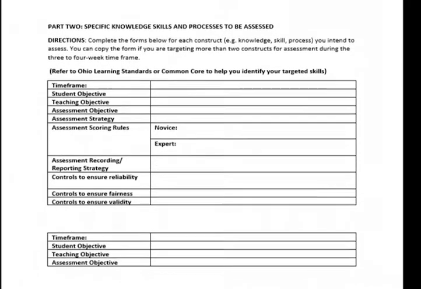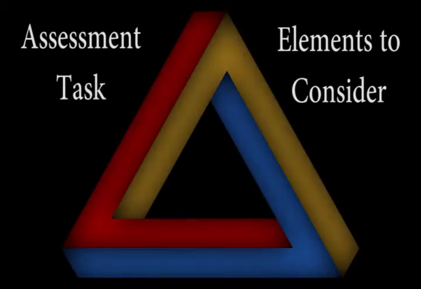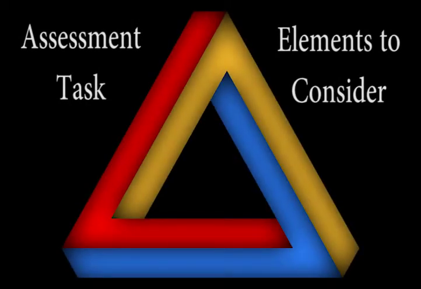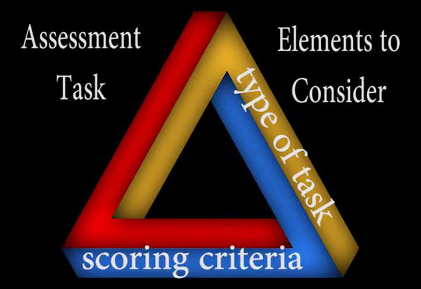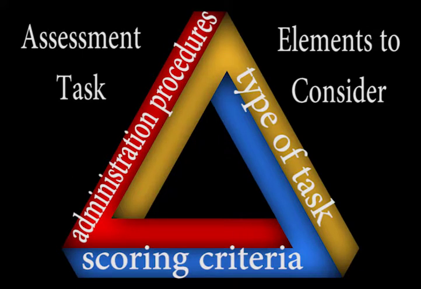Designing tasks for gathering data about student competence involves consideration of three important elements. 1. The kind or type of assessment task. 2. The scoring criteria that discriminate among various levels of competency. And 3. The administration procedures to be used in preparation for and in conducting the assessment.